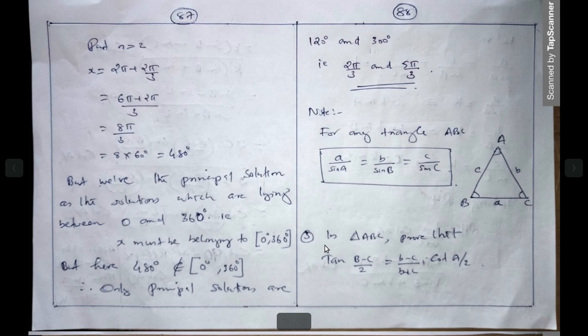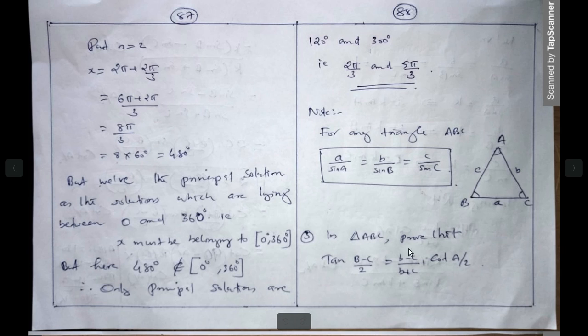Then an important question: in triangle ABC, prove that tan of (B minus C) by 2 equals (b minus c) by (b plus c) into cot A by 2, where small b, c are the sides and capital A, B, C are the angles. So we have to prove this.